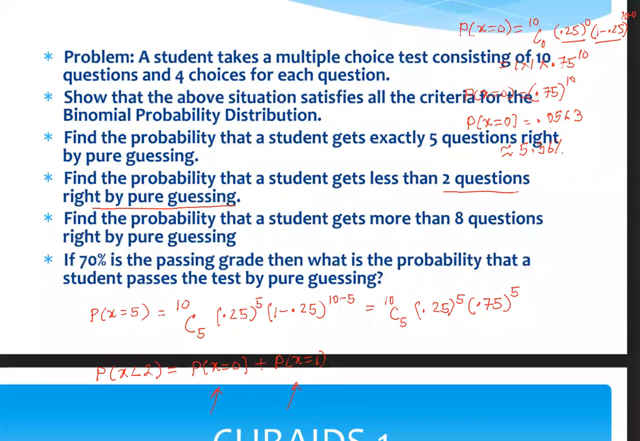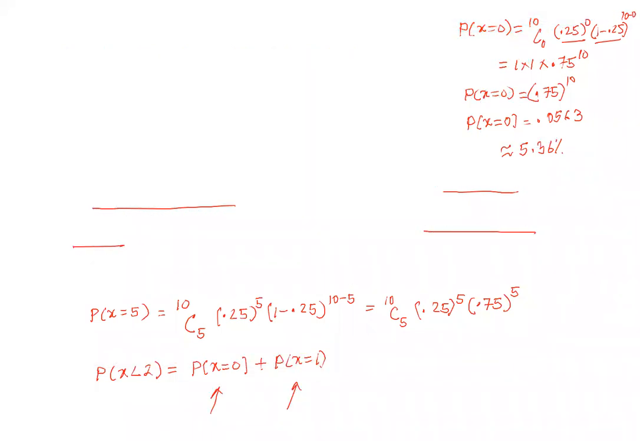Next, find the probability that a student gets more than 8 questions right by pure guessing. More than 8. So how would I write that one? Anybody else? Probability of x, how would I write? Anybody? Probability of x is greater than 8 equals the probability of x equals 9 plus the probability of x equals 10. Perfect. Thank you.